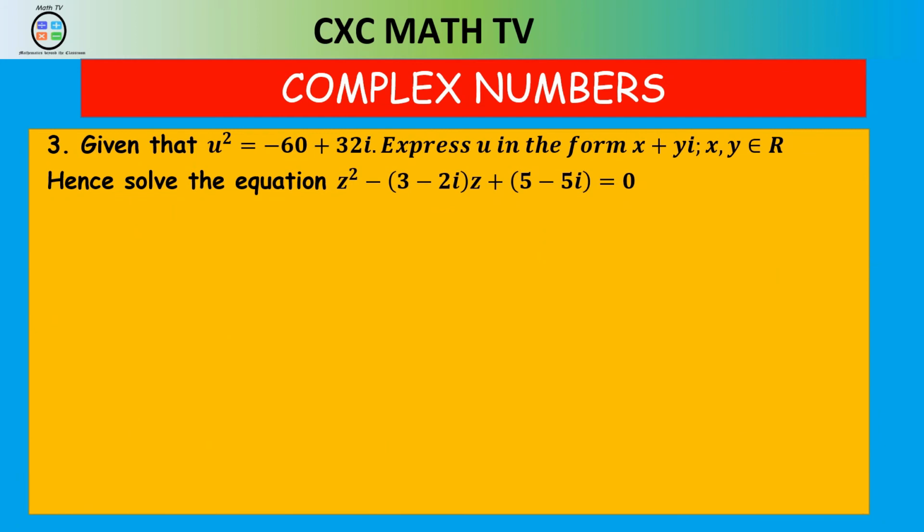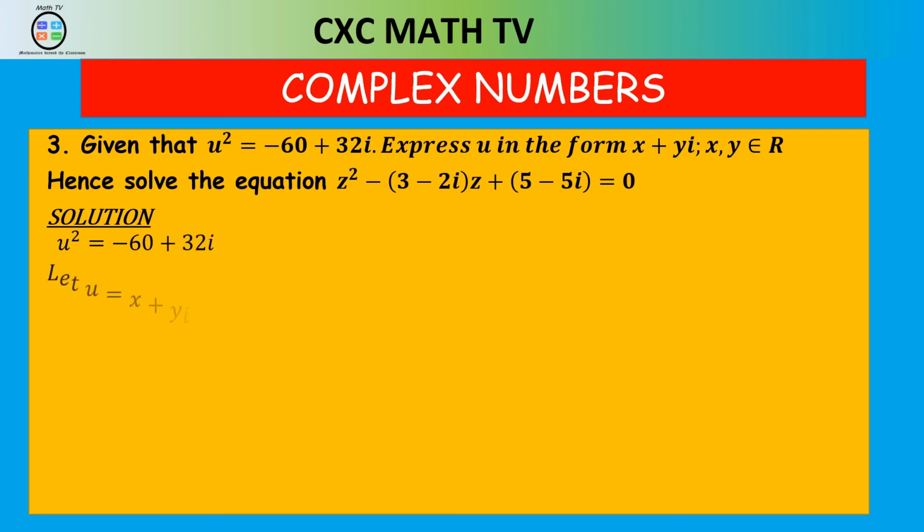Given that u squared is negative 60 plus 30i, express u in the form x plus yi, where x and y are real numbers, and hence solve the equation z squared minus (3 minus 2i) z plus (5 minus 5i) equals 0. Now to do this question, we start with u squared is negative 60 plus 30i, but they said that u is in the form x plus yi.